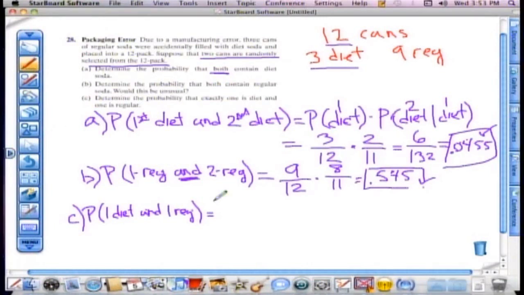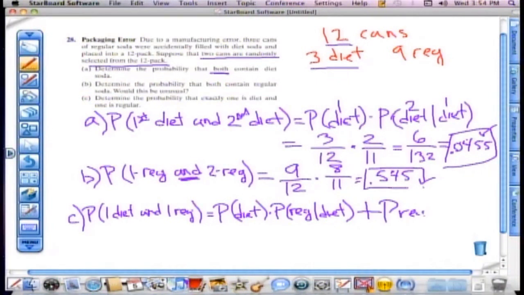So the way you can get a diet and a regular, you could get a regular then a diet, or a diet then a regular, and you have to consider them both. So you're going to go probability that you get a diet, and then the probability you get a regular, given that you've just got a diet, or the probability that you choose a regular, and the probability that you get a diet given that you just got a regular.